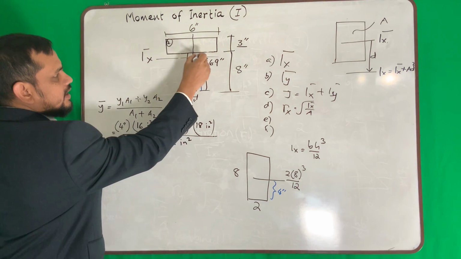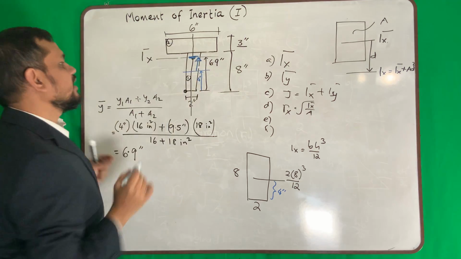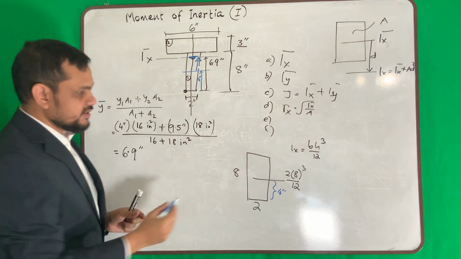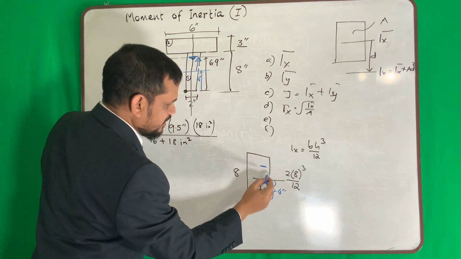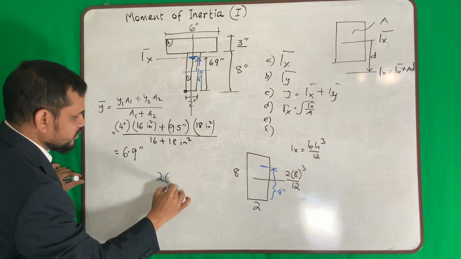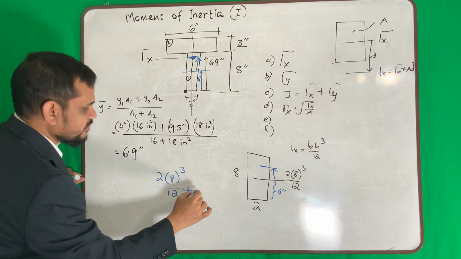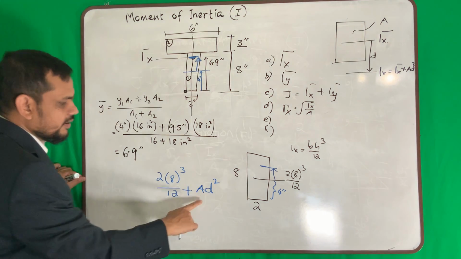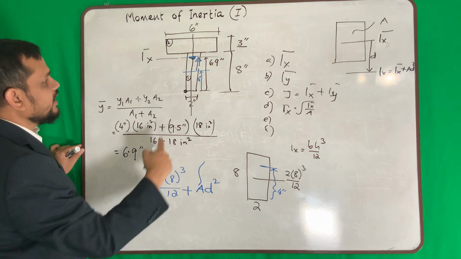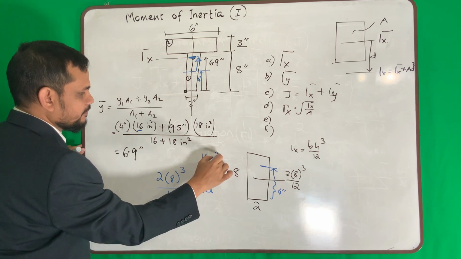But I need it here. What to do? I need to transfer from here to there. So whatever value I know, to transfer it I need to add A d square. So 2 times 8 cube over 12, plus A d square. Now for A d square, I need to find this distance. What is my A? A is very simple, the area of part 1, which was 16 inch square. What is my D?